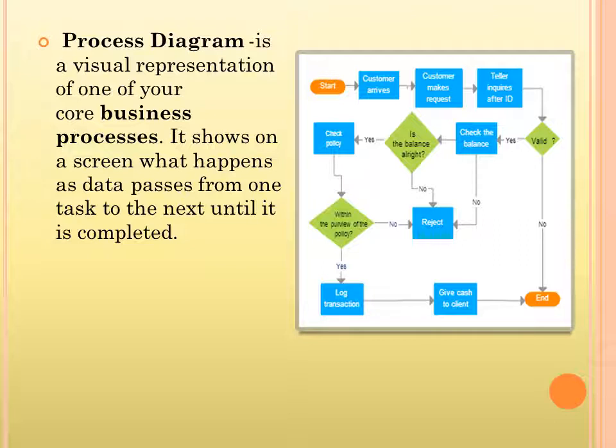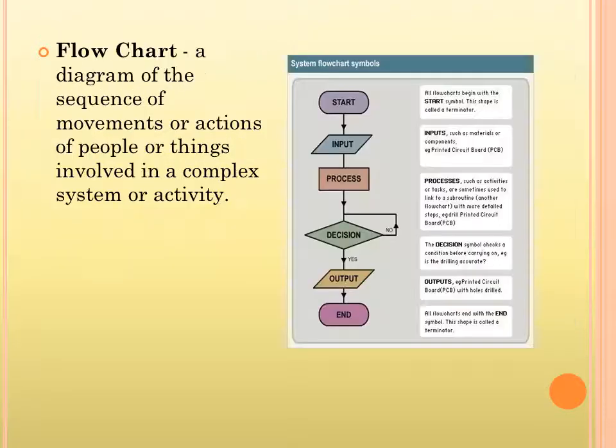So next, process diagram. It is a visual representation of one of your core business processes. It shows on a screen what happens as data moves from one task to the next until it's completed. So this is the example. The next is flow chart, a diagram of a sequence of movements or actions of people involved in a complex system or activity.